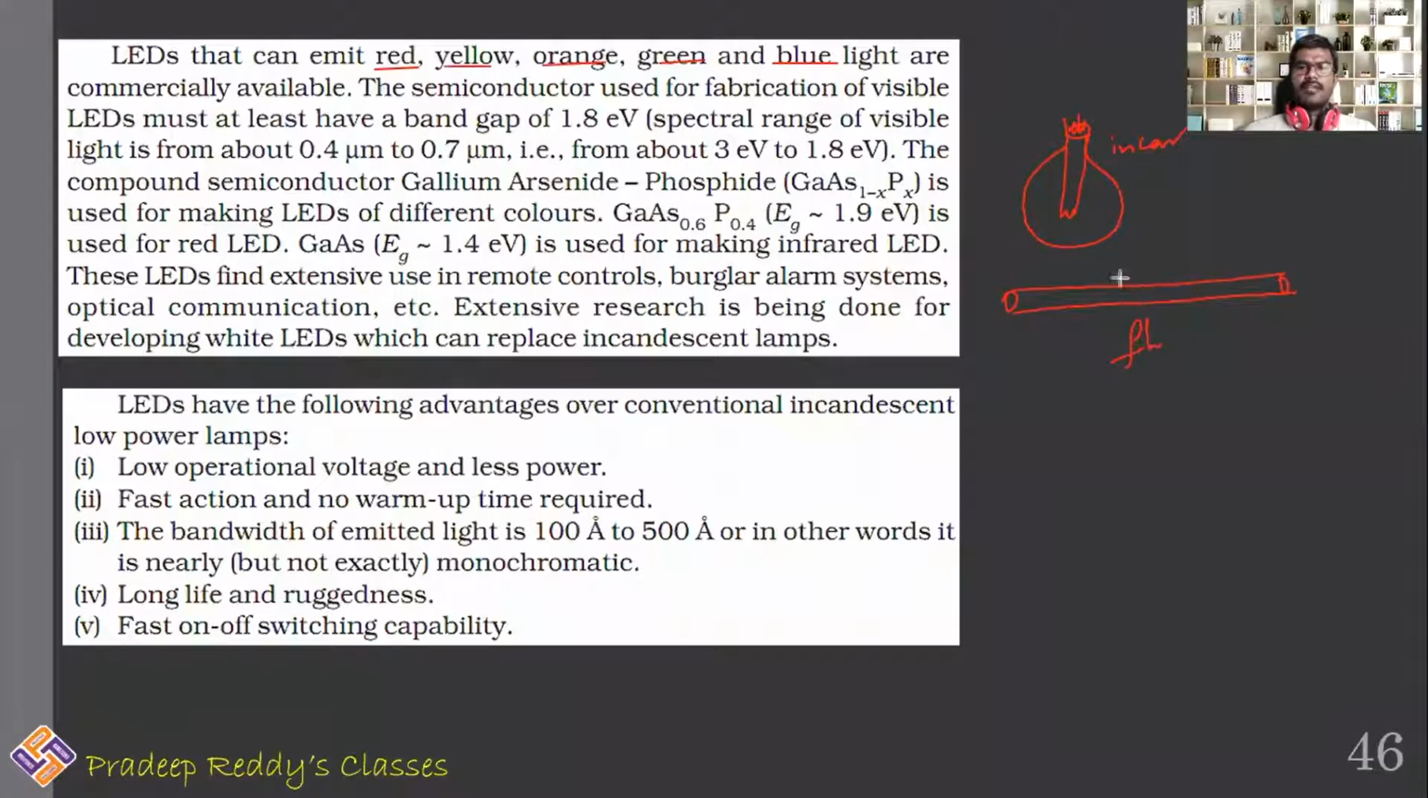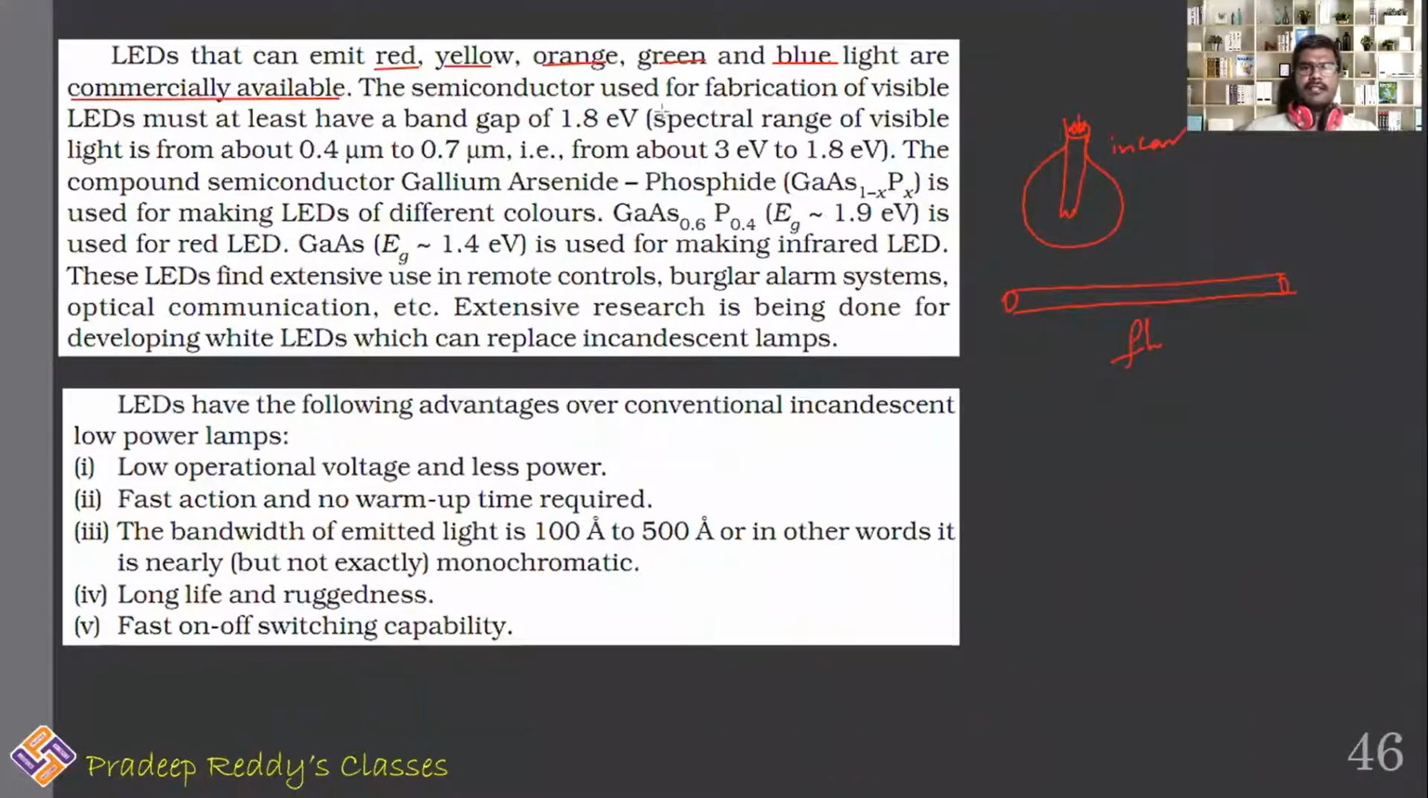But fluorescent tubes and incandescent bulbs can emit light in only one particular wavelength. So one bulb will be emitting only one color of light. But LEDs can emit multiple colors at the same time. So that is one advantage. LEDs can individually emit different colors and multiple lights at the same time, and these all are commercially available.